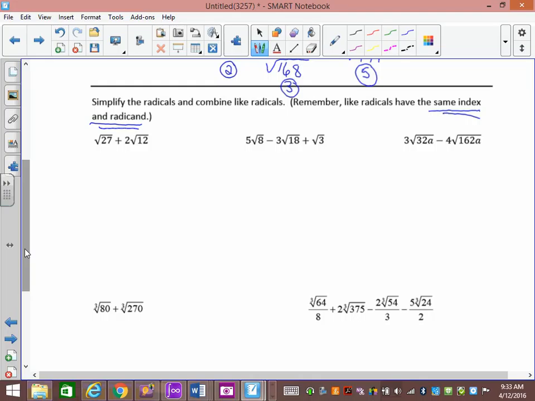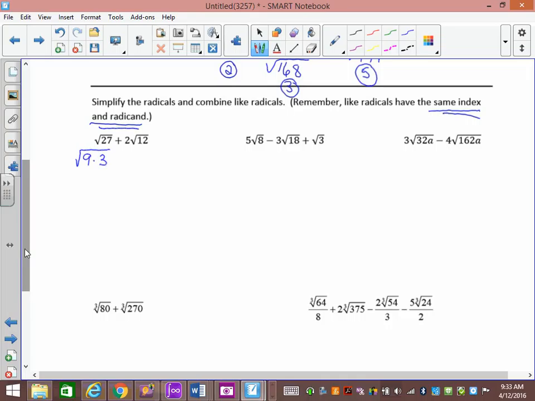Square root of 27. I can break that down into what perfect square? So I go 27 divided by 4, 27 divided by 9, 27 divided by 16, 27 divided by 25, 27 divided by 36 makes no sense. I'm way too big now, right? So what does it break down into? What perfect square? 9 and 3, right? So I always list my perfect square first. So 9 times 3.